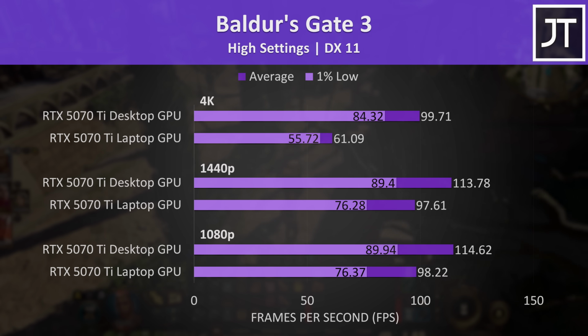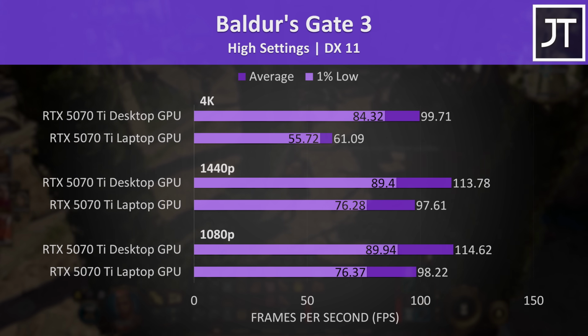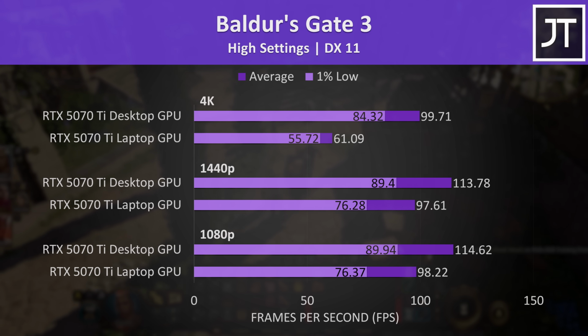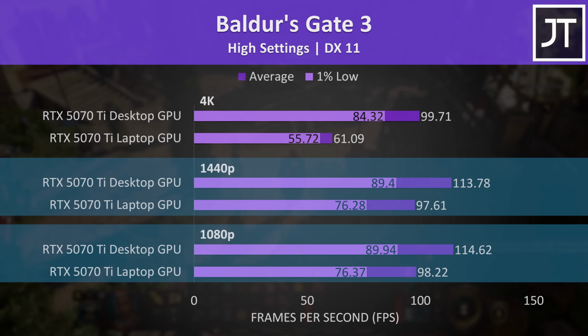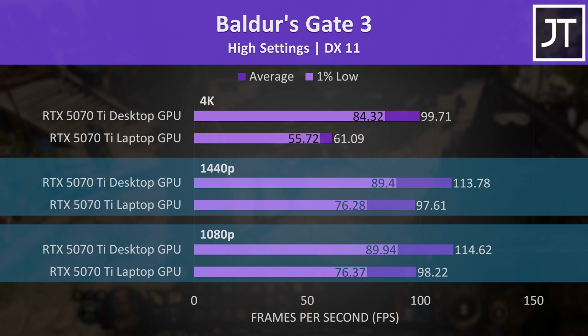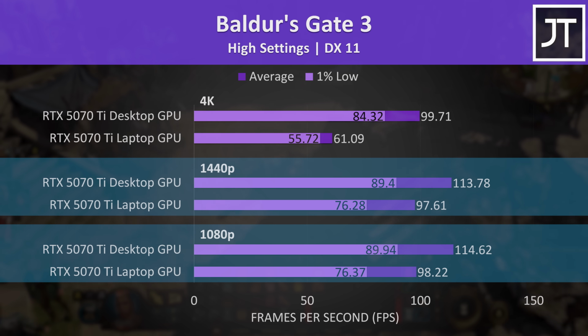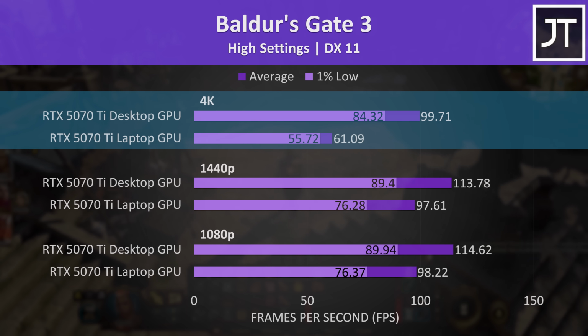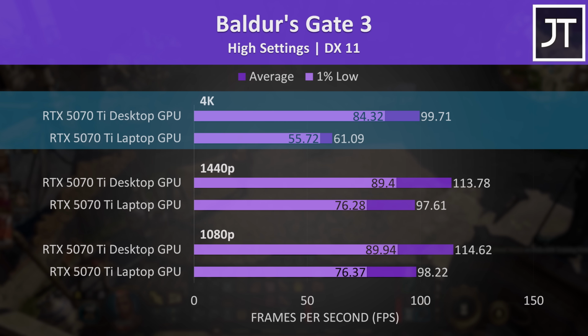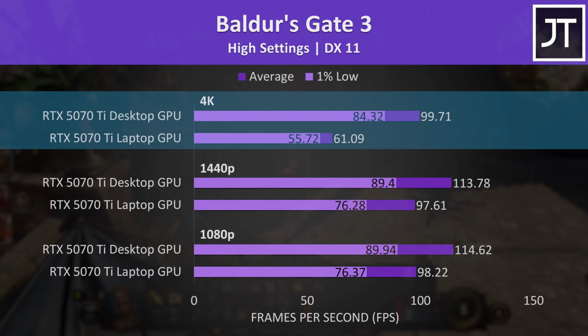It's not all massive gains for the desktop though. Baldur's Gate 3 had some of the smallest differences at 1080p and 1440p, with the desktop just 17% faster than the laptop, as the GPU difference just matters less in this game, at least until we start running things at 4K, where the desktop now has a much larger 63% lead.